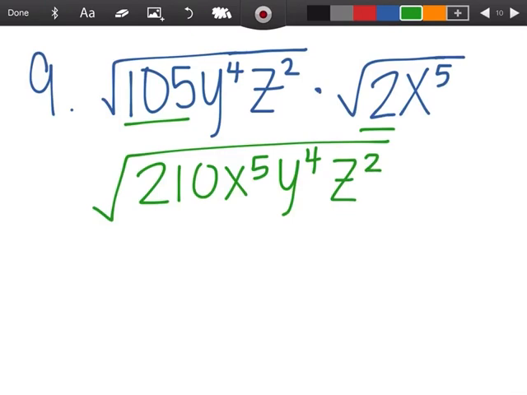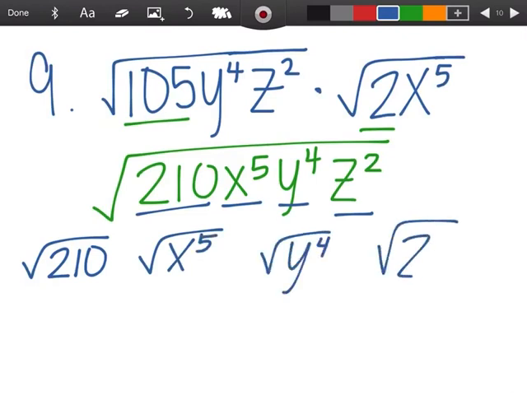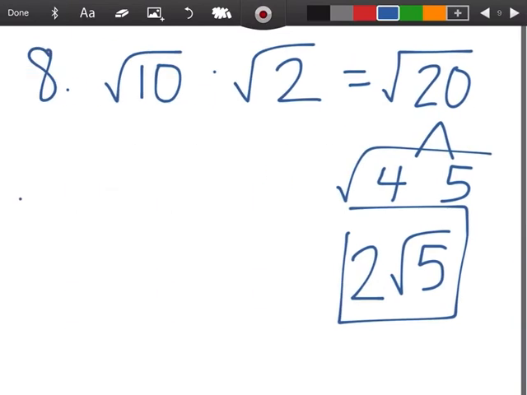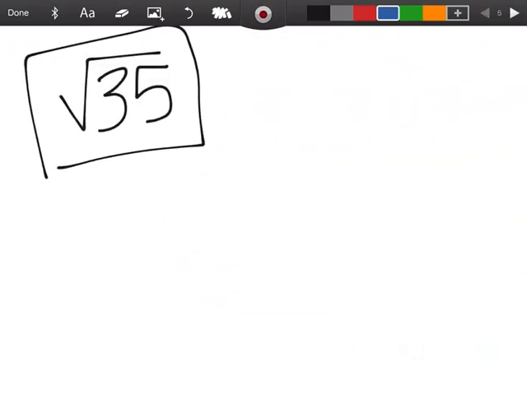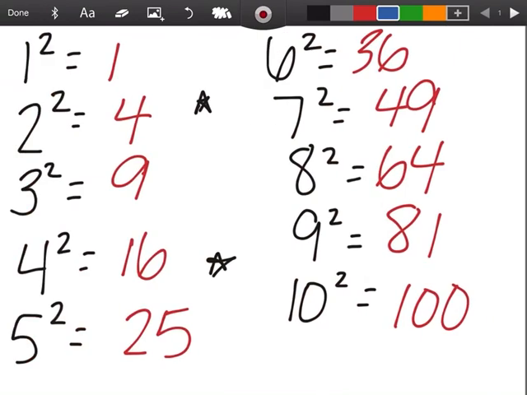Okay, so now I am going to split this up into a total of 4 separate pieces. I'm going to do the square root of 210, the square root of x to the 5th, the square root of y to the 4th, the square root of z squared, and combine them all at the end. So let's think about 210. I don't necessarily know my factors of 210 off the top of my head, and both 105 and 2 are not perfect squares. So let's see, which of these perfect squares goes into 210?